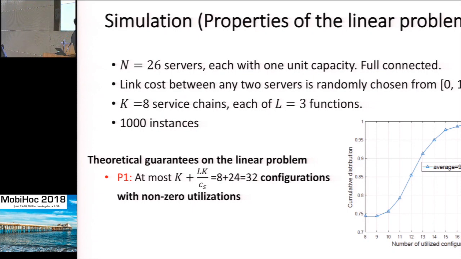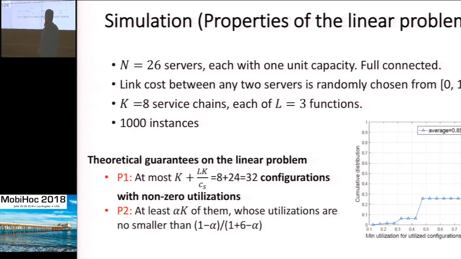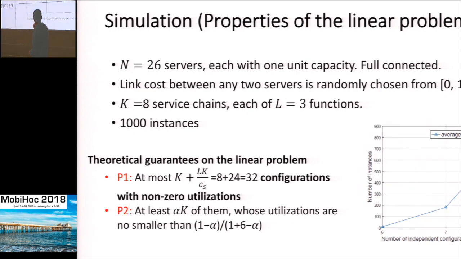Now, you can see that in our experiments, this is the upper bound, but in our experiment, after 19 configurations, the cumulative distribution is already close to 1. So in other words, in reality, when we use our algorithm, the search space is much smaller. Also, the second figure here shows the lower bound on utilizations. Same thing here.